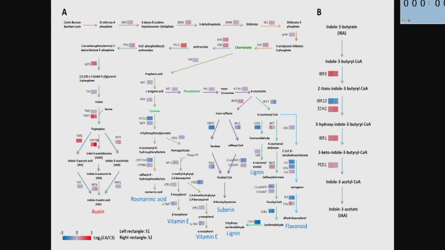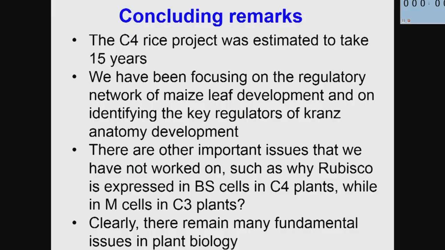So our idea is, what are the genes that control the synthesis of auxin? For example, this YUC. If we raise the expression level of YUC in rice or in a C3 plant, can it increase the vein density? That's our idea.